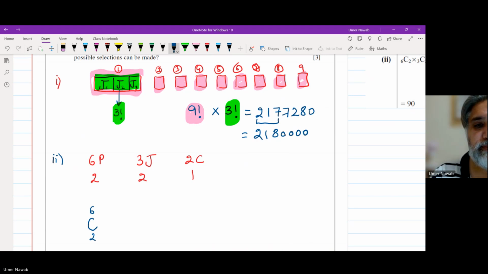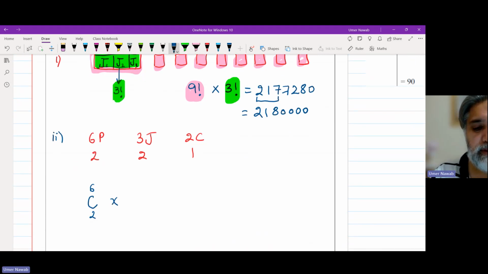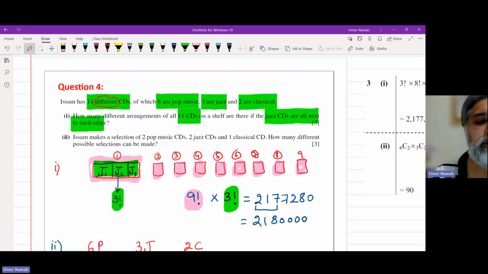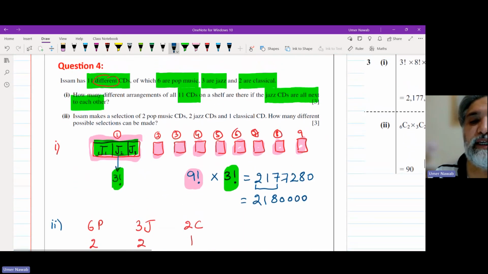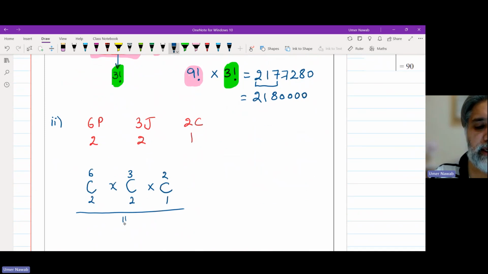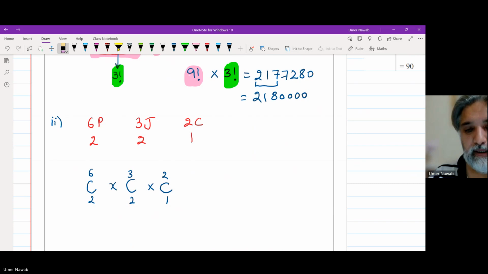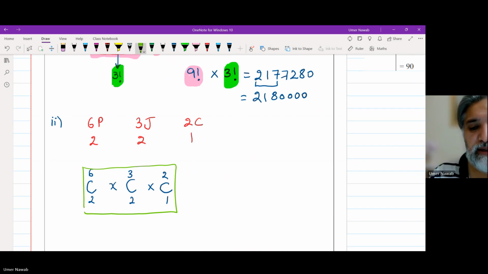6C2 times 3C2 times 2C1. Is it a probability question? No, we just want to do the selections. If it was a probability, I should have written what? I want to pick 5 CDs out of a total of 11, so I would write 11C5, but it is not a probability question, so no need to divide by anything. Clear? Now we multiply them together and get our final answer, which is 90. And that's all.